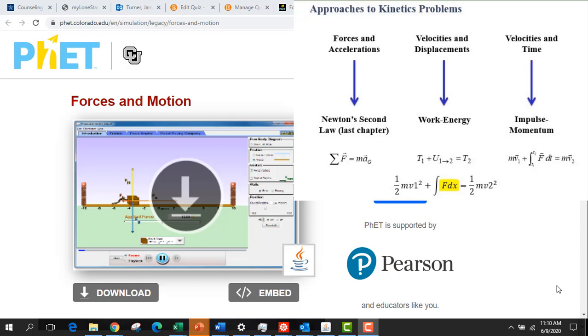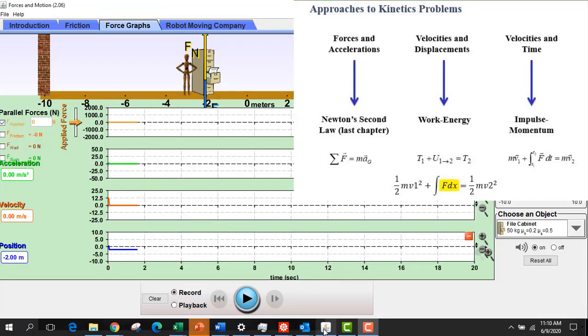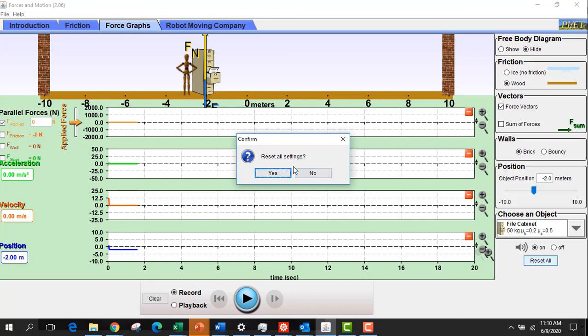Okay, I just wanted to walk you through an example of this PHET simulation. So once again, you're going to download it. And if you can't get the simulation to work, you can crank through the numbers of this by hand, but it's a lot better to get the simulation to work so you can actually plug in some numbers. Okay, so let me go ahead and reset all.